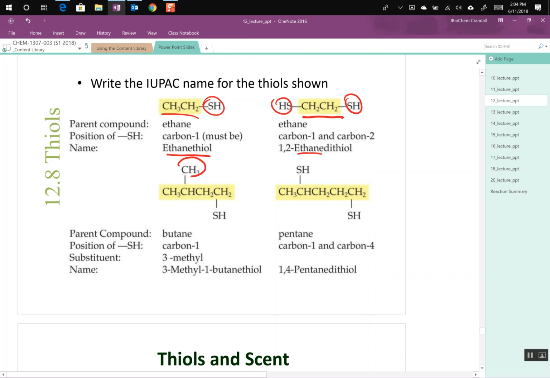Here you have a methyl and you have a thiol. Okay, and it's going to be 3-methyl. And the thiol group is going to take the precedence. That's why we numbered it that way. Instead of it being on carbon 4, we put it on carbon 1. And carbon 3 is going to have the methyl group on it. So it's 3-methyl-1-butane thiol.